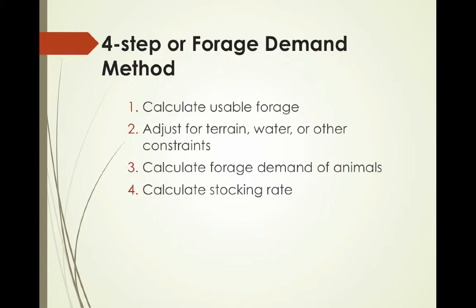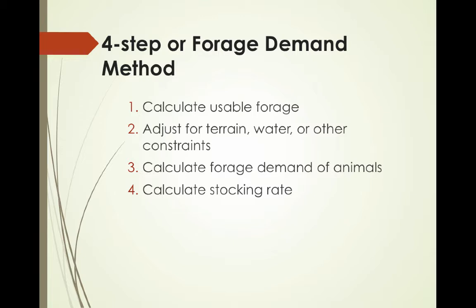All right, so to end this portion of the PowerPoint that we didn't get to, I want to give you guys the 4-step method for calculating stocking rates. I'll preface this by saying if you do these calculations in order every single time, you are going to remember it every single time. Okay, so step number 1, calculate the usable forage. You've got to calculate what the land has. Then you're going to take that total amount that the land produces and adjust for terrain, water, or other constraints. A lot of times that is going to come in the form of a utilization rate.